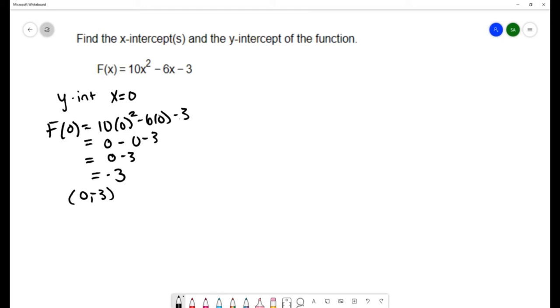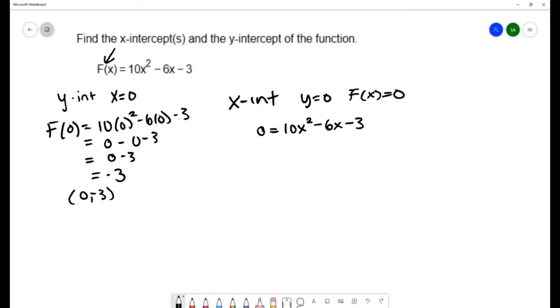Then we want to find the x-intercept. So to find the x-intercept, we're going to let y equal 0. And I don't see a y in my equation, so we have to keep in mind that f of x has the same meaning as y. So we're going to set f of x equals 0. So that gives 0 equals 10x squared minus 6x minus 3. And this is a quadratic equation.